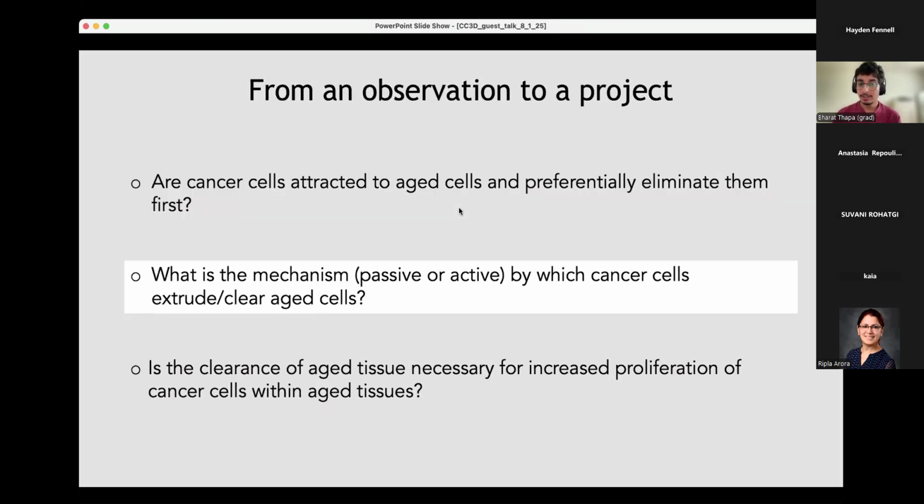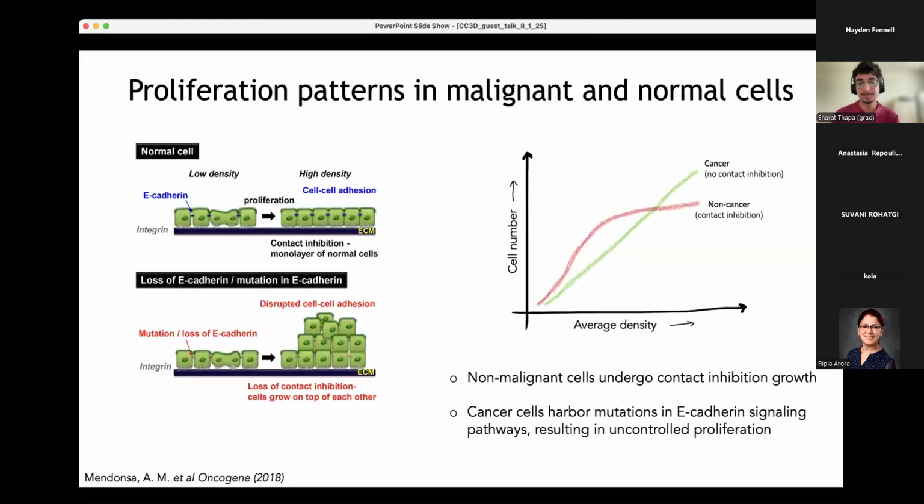For the second question, I want to give a little bit of background. I was interested in figuring out by what mechanism cancer cells extrude or clear aged cells. Is it a passive process where a cancer cell lands, it divides, and by pressure it just extrudes everything? Or is it a more active process where cells divide, move to preferred sites, and then actively eliminate cells? And I hope you can appreciate by now, by answering the first question, it already looks like it's an active process, because cancer cells are getting attracted to a certain cell type.